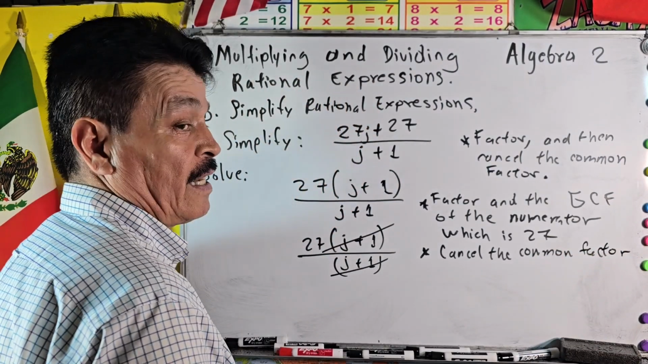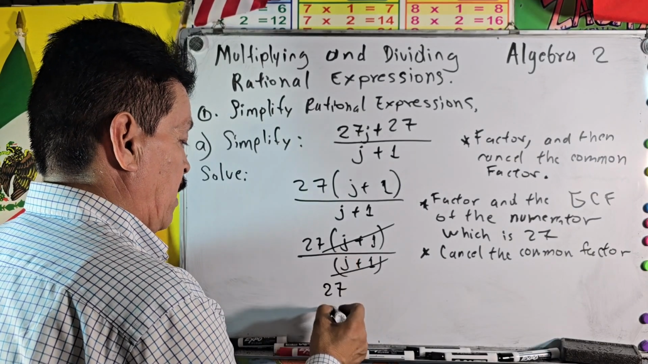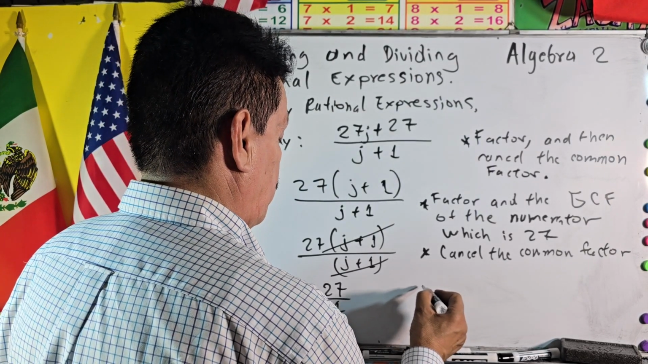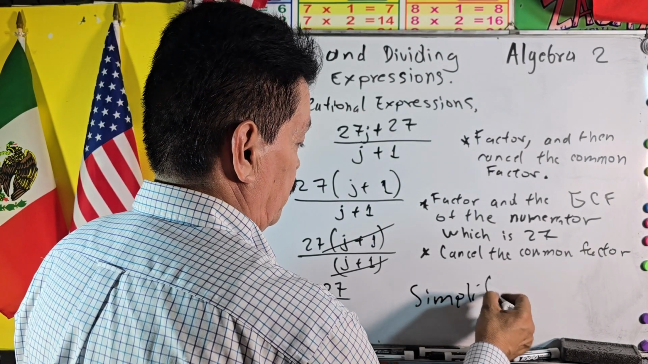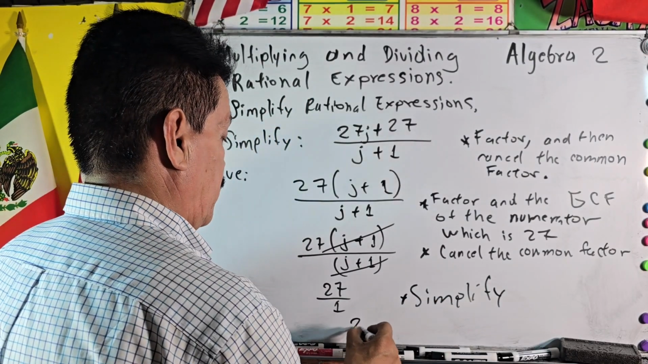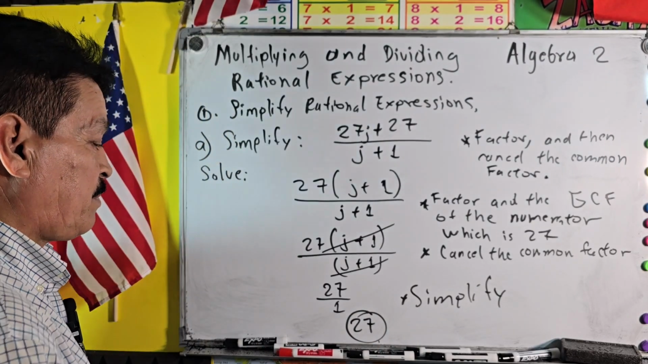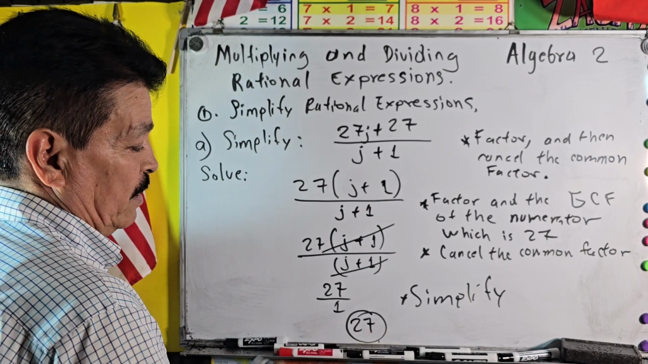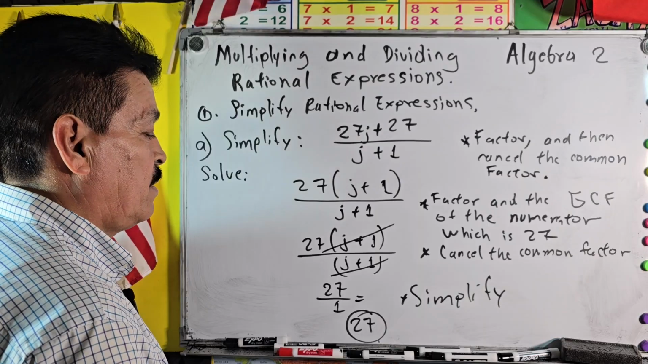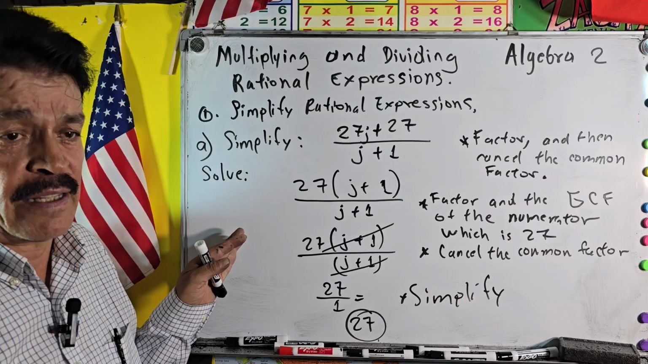Cancel the common factor. Then you write the next step: 27 on top, and in the bottom you will have 1, right? This is the simplified form, and the answer is 27 divided by 1, which equals 27. That's the way to find the answer.